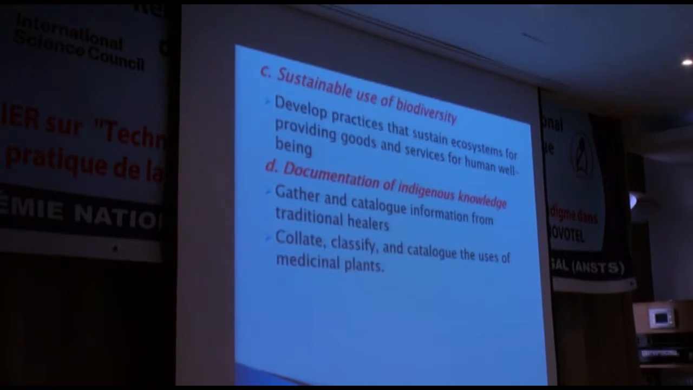Okay? And because they know what they are talking about, we must respect them. All right? It is not their fault that they didn't go to school, but that doesn't mean that you are more knowledgeable than them. All right? And so we must take advantage of what we have. And so we want to collate, we want to classify, and we want to catalog the uses of these medicinal plants for the overall benefit of everybody.